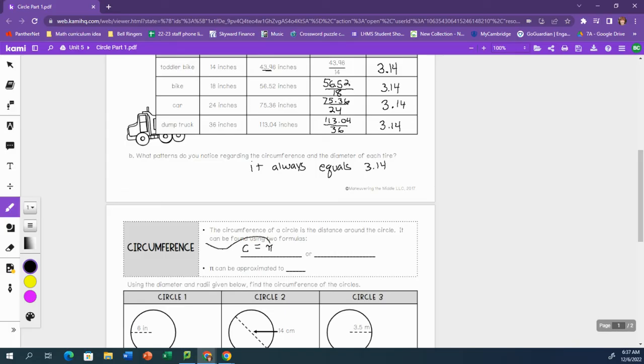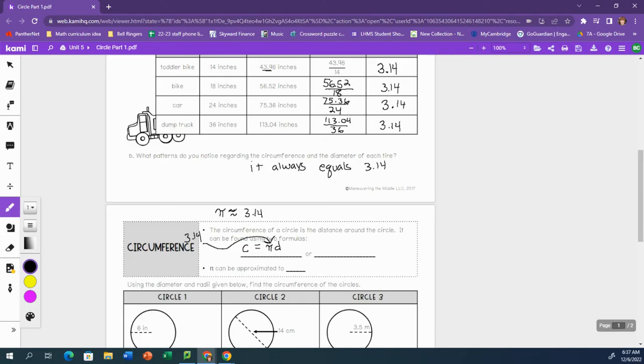Pi is about 3.14. Let's put that up here. Pi is about, we're going to go like that, 3.14, because that means about. It actually goes on and on forever, and we'll talk about that more later. But it's 3.14 times the diameter. 3.14 times the diameter. Okay?